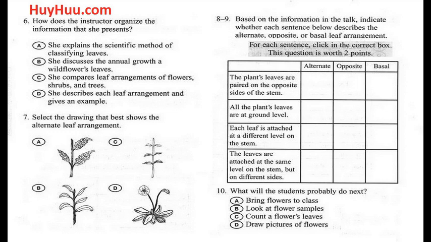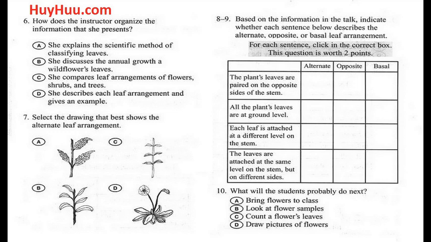Another type is the opposite arrangement. Notice the difference between the alternate leaves on the poppy and the opposite leaves on this bee plant. The bee plant's leaves are paired on opposite sides of the stem. See how they're attached at the same level of the stem, but on opposite sides.